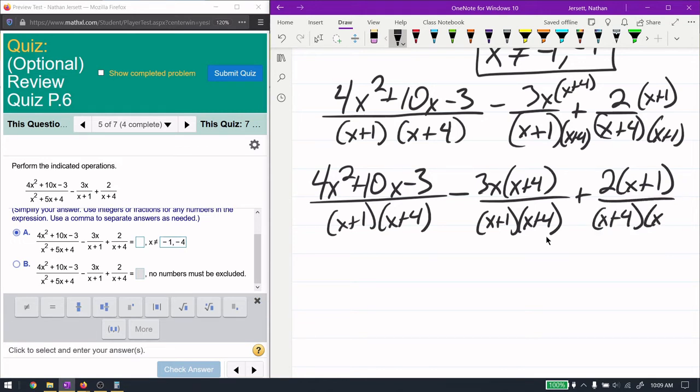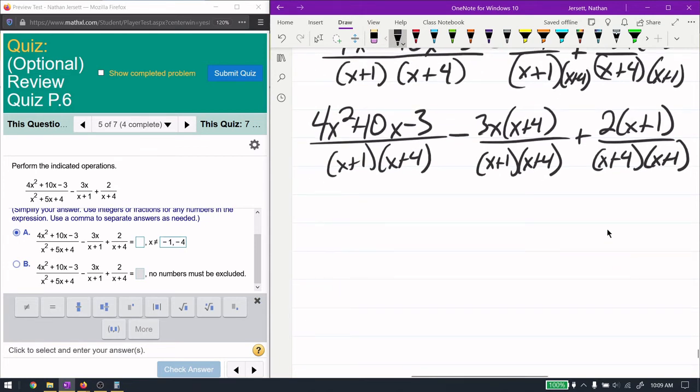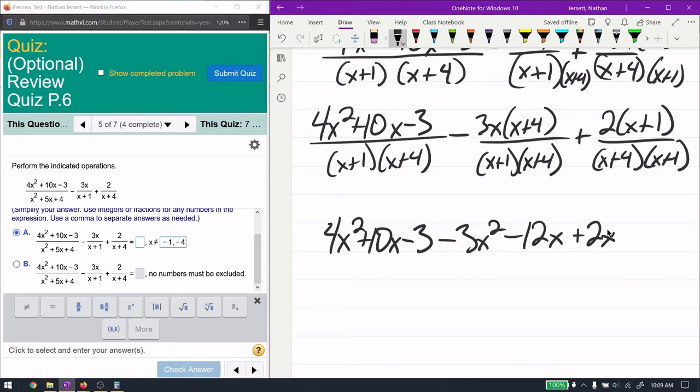And the last one is going to be 2 times x plus 1 over the same denominator. And all of them have the same denominator, so I can combine them and subtract and add the numerators as necessary. So we have the first thing, minus 3x times x is negative 3x squared, minus 3 times 4 is negative 12x, then plus 2 times x, plus 2 times 1.